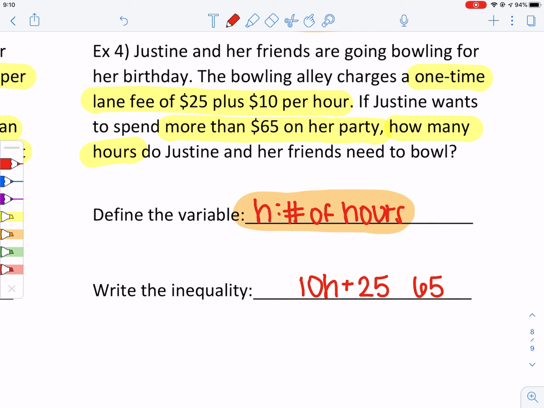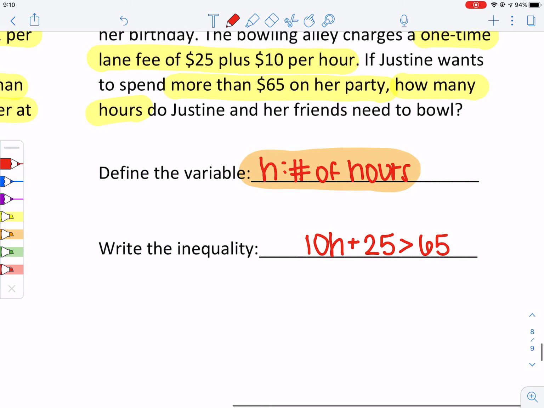And it says she wants to spend more than $65. So if it's more than $65, could it be less than 65? No. Could it be equal to 65? Well, no, because she says specifically more than $65. So we need greater than for this inequality.